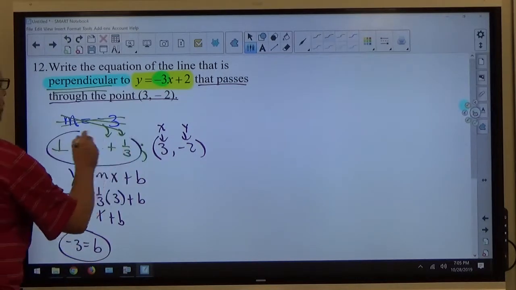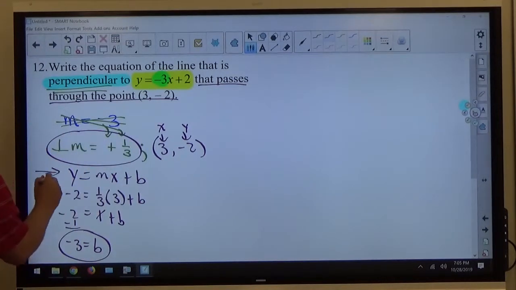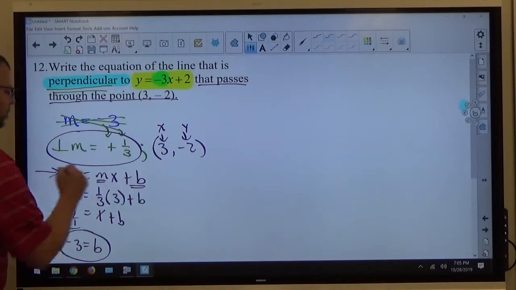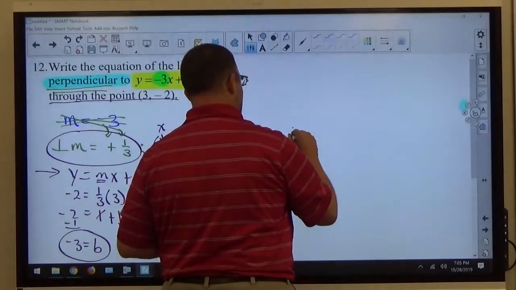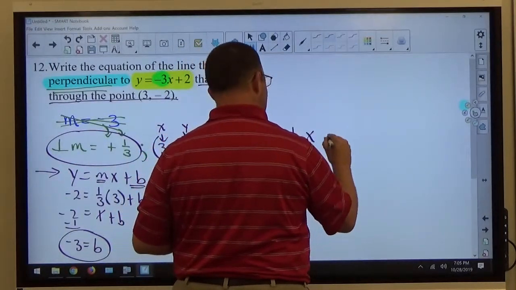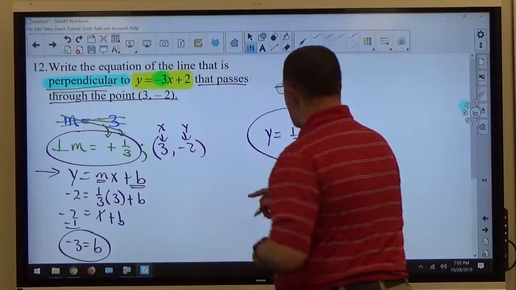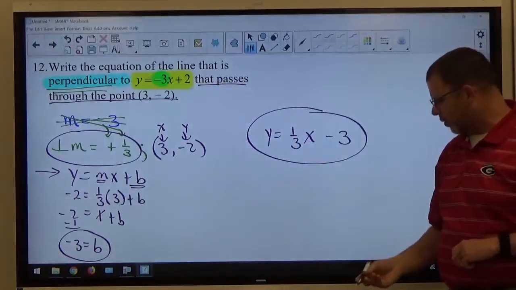My slope is positive 1/3. My structure is y equals mx plus b, replacing m and b with the values I just found. So y equals positive 1/3 x minus 3 would be the equation, perpendicular to that line that passes through 3, negative 2.